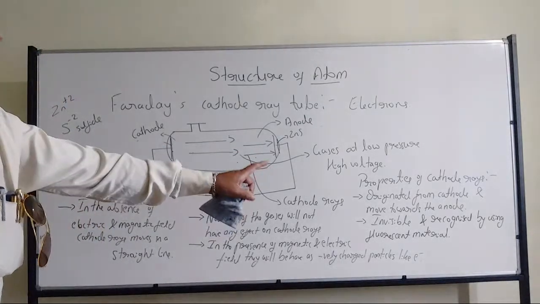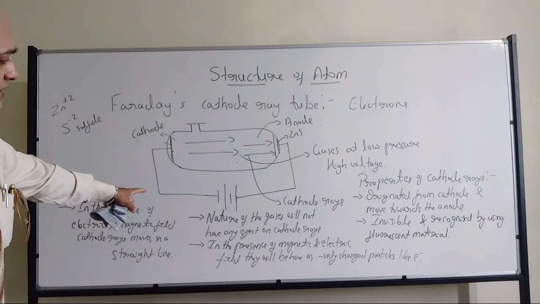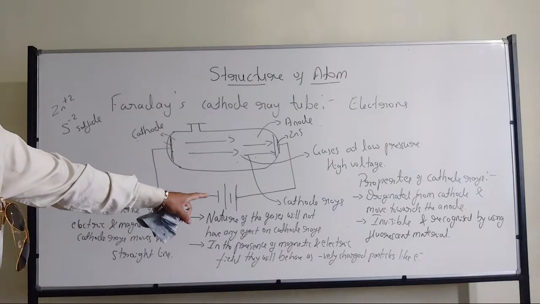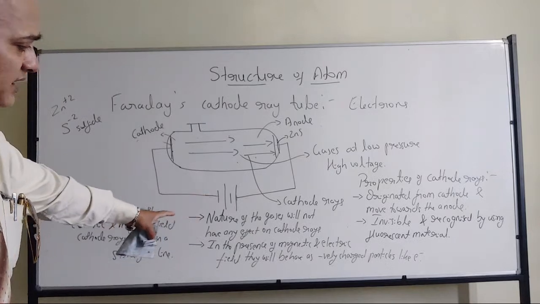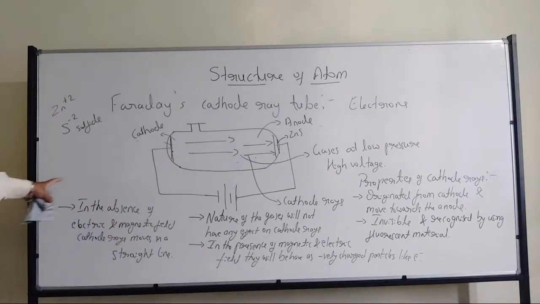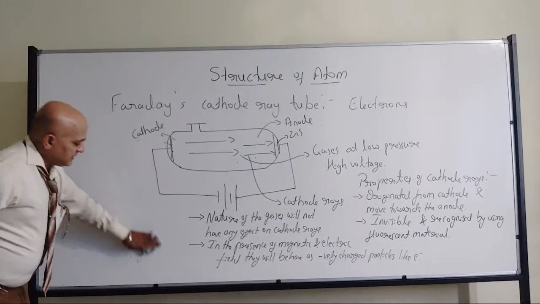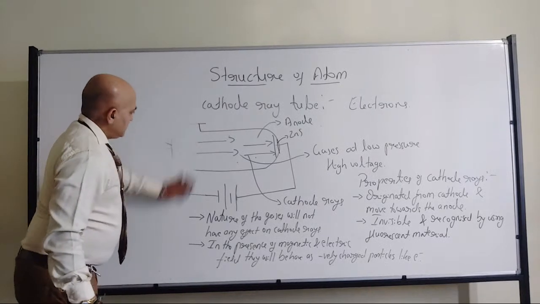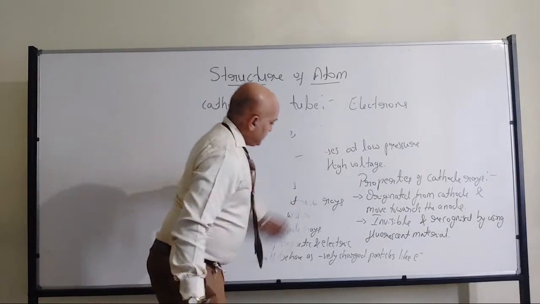Second point, invisible and recognized by using fluorescent material. Which fluorescent material did they use? Zinc sulfide. Next point, nature of the gases will not have any effect on the cathode rays, so with any type of gas, cathode rays will remain the same. Next one, in the presence of magnetic and electric field, they will behave as negatively charged particles like electrons. And the last one, in the absence of electric and magnetic field, cathode rays will move in a straight line without any deviation. So these are the properties of cathode rays. And that's where the discovery of electrons is based, the existence of electron in an atom. Any doubts? Shall we move to the next one then?